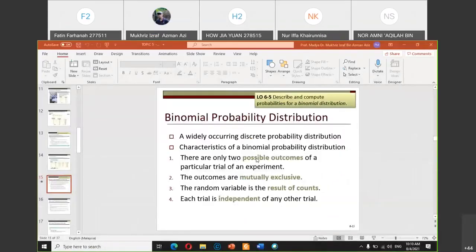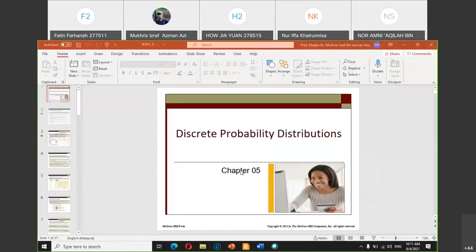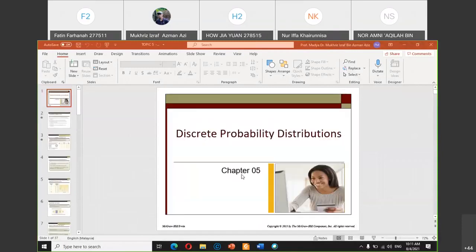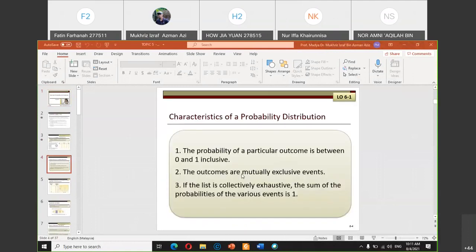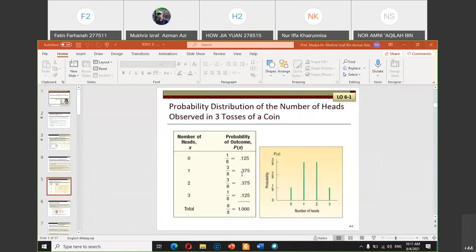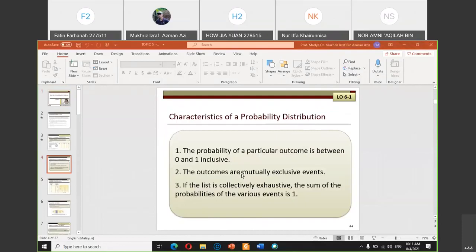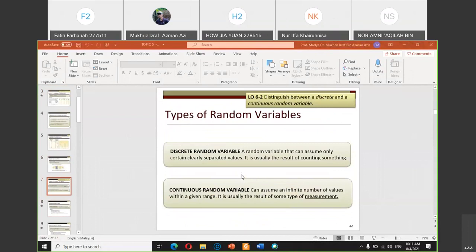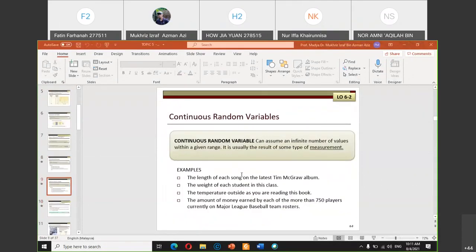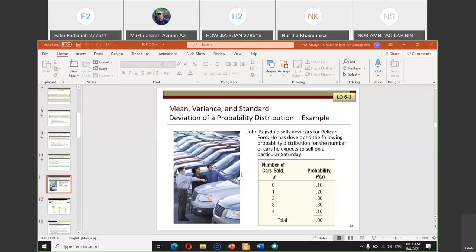Okay, so we continue with our topic number 4, on binomial distribution. Last Monday we discussed discrete probability distribution, whereby I introduced the concept of discrete, the characteristics of discrete probability distributions, and examples of discrete versus continuous. And we also looked at how to calculate the mean and the variance from a probability distribution.